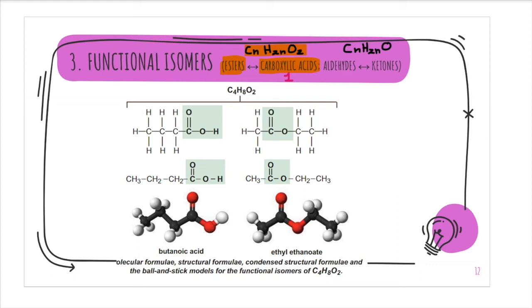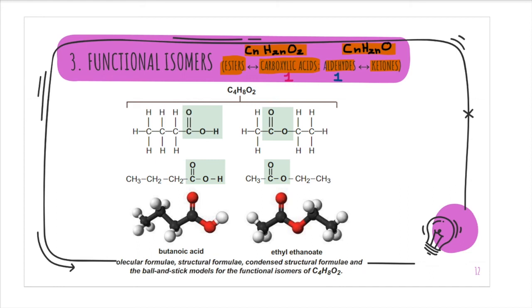We also have that aldehydes and ketones tend to form functional isomers of each other. And this is because their general formulae are also the same. They are CnH2nO. And we also tend to confuse these two types of compounds. Just remember that when it comes to the aldehydes, their functional group is on carbon 1, while that of the ketones is somewhere in between in the middle of the compound.